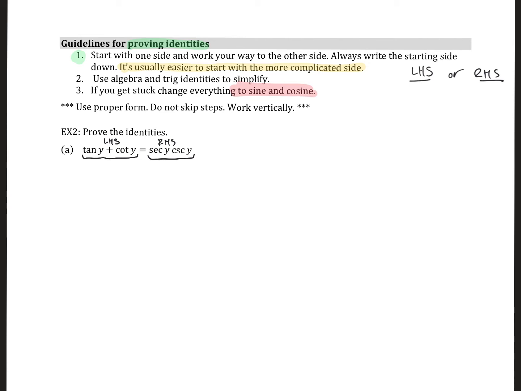Once again, we are not solving, so don't think we're solving. We're just manipulating an equation to show it equals the other side. So we'll start with the left-hand side. I'm going to write that out: tangent of y plus cotangent of y. Notice I'm not going to write down secant y cosecant y. Why not? Because I'm trying to show that it equals that. I can't just write it down. I haven't proved anything. So I need to work with some trig identities to slowly work my way to the right-hand side.